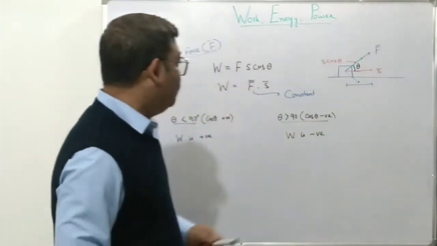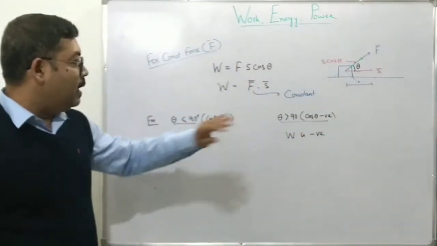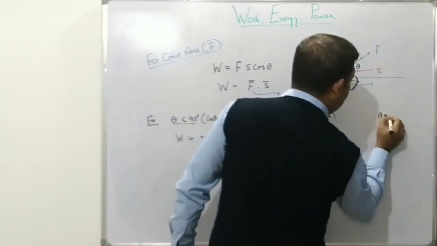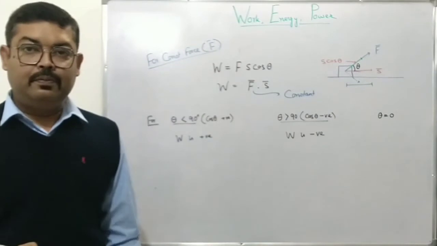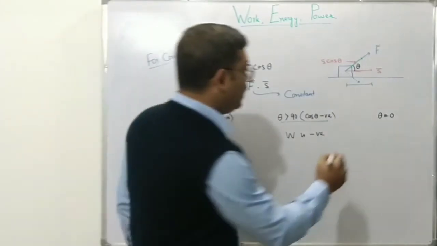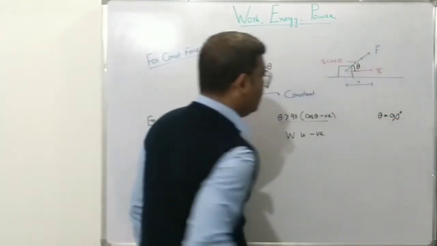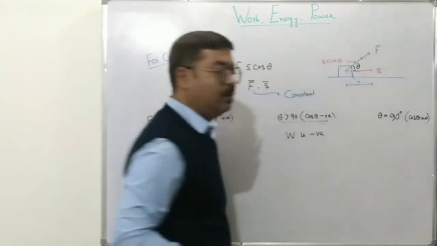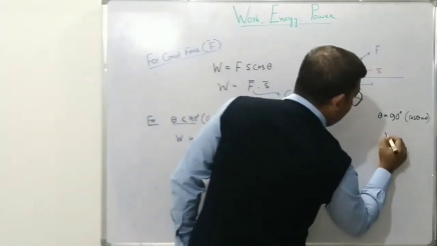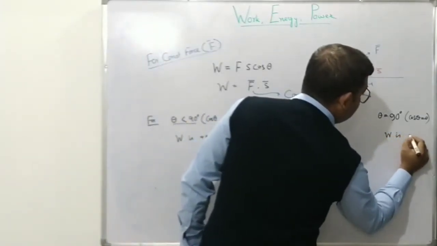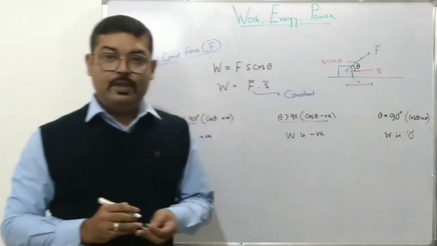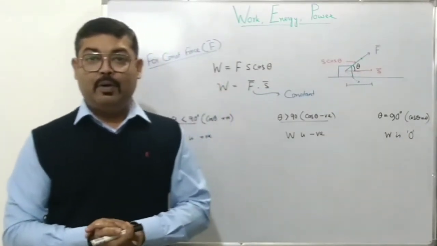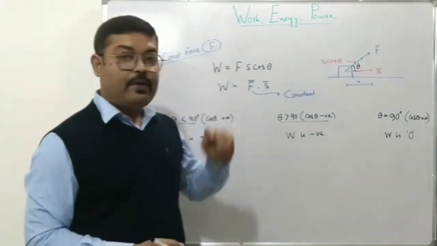Now we have seen acute and obtuse angles. What if theta equals 90 degrees? Oh, sorry, not 0. Theta equals 90 degrees. That means cos theta will be 0. That is, W is 0. So work done will be 0 if the displacement is happening in a direction perpendicular to the applied force.